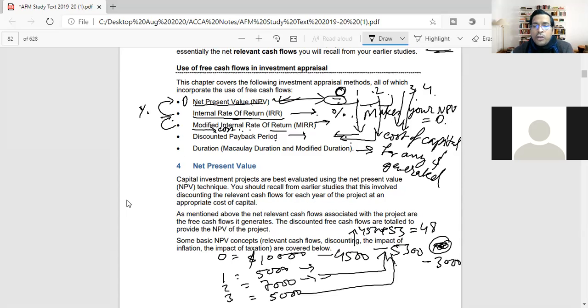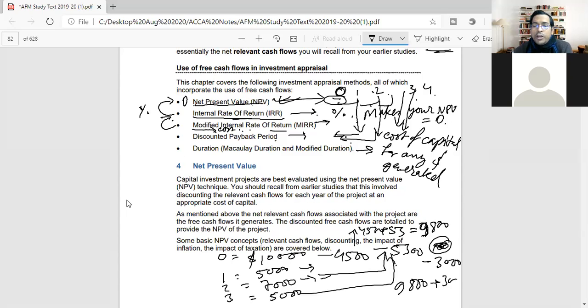It is still 9,800. We still don't have 10,000 recovered. Then we will take some part from 3,000, and we will see that it will be almost 2.1 years, basically, when you will get all the $10,000 recovered. So that's your discounted payback method.